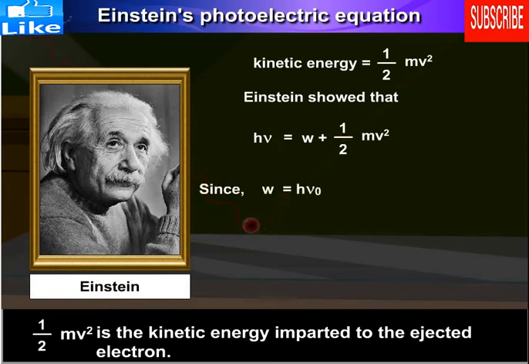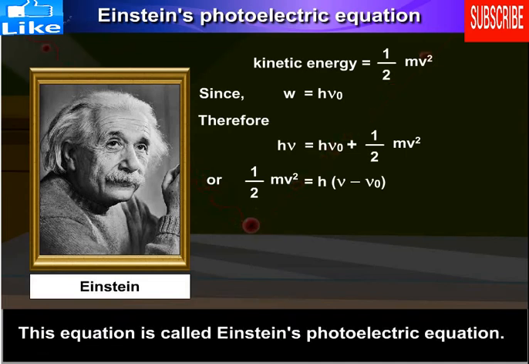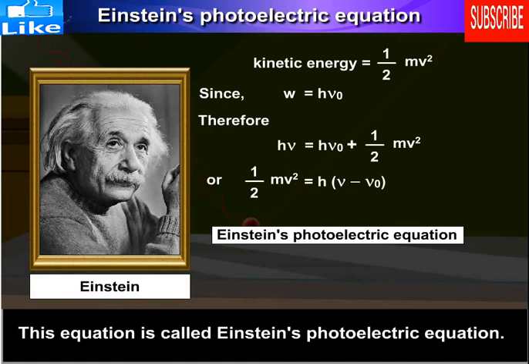Since W = hν0, therefore hν = hν0 + 1/2 mv², or 1/2 mv² = h(ν − ν0). This equation is called Einstein's photoelectric equation.